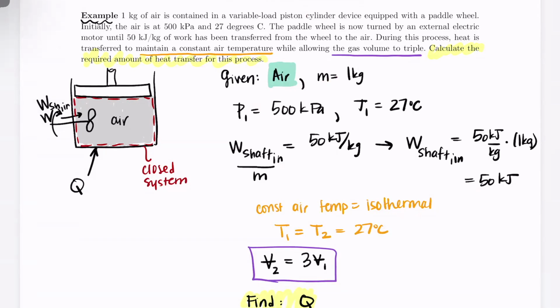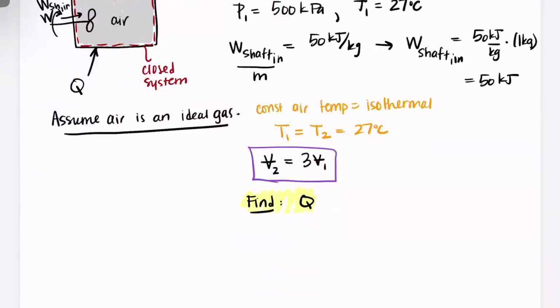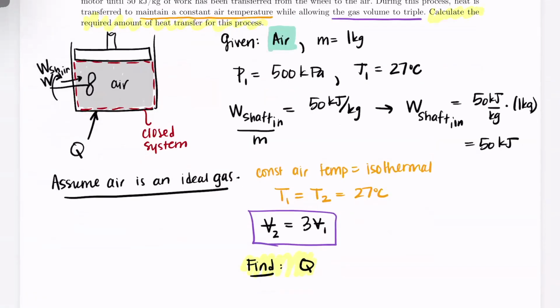Okay, so we have our system here. It's just air and it's a closed system. So we have a fixed mass of air in our system. Since we are using air, we're going to assume it's an ideal gas. Okay, so we've got all of our assumptions, all of our knowns and unknowns listed here.